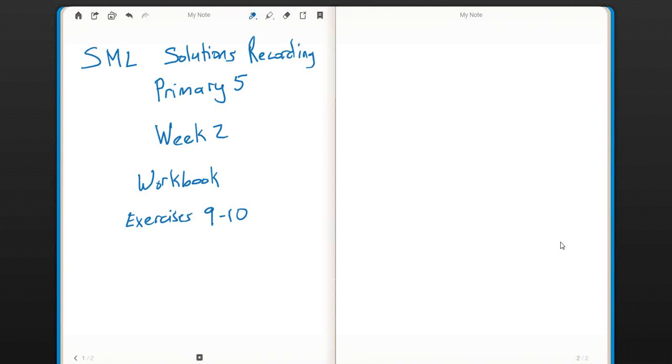This is a Singapore Math Live Solutions recording for Primary 5 Week 2. I'm going to be talking about problems out of the workbook, exercises 9 and 10, and these are the word problems. Page 24, exercise 9. We have problem number 1.